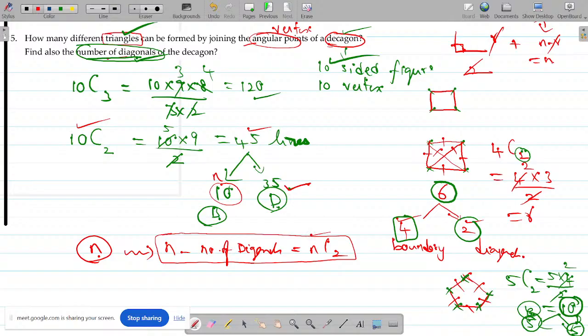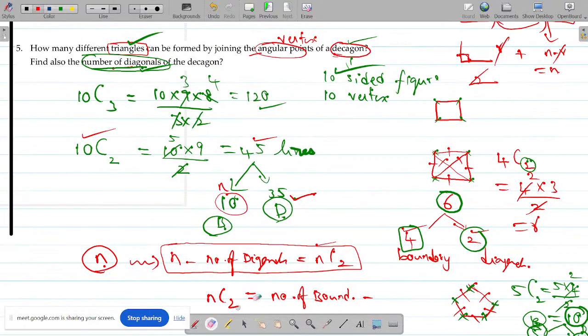This was asked once in the exam. So, this is nC2, the total number of lines that can be drawn. From this, n will be the number of boundaries. So, let me write it as the number of boundaries. From the total number of lines, I reduce the number of boundaries so that you get the number of diagonals. Is it okay? Yes, please make a note of it.